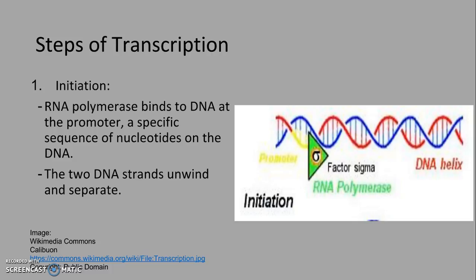The first step is initiation. RNA polymerase binds to DNA at the promoter, a specific sequence of nucleotides on the DNA. The two DNA strands unwind and separate, and so it's binding to the promoter in the yellow here, and this is the RNA polymerase.